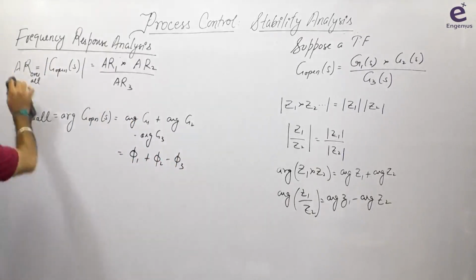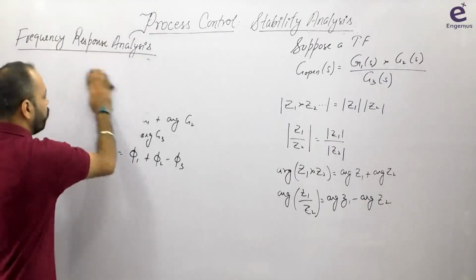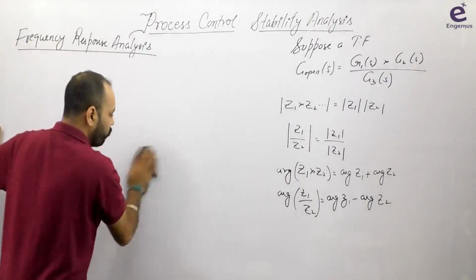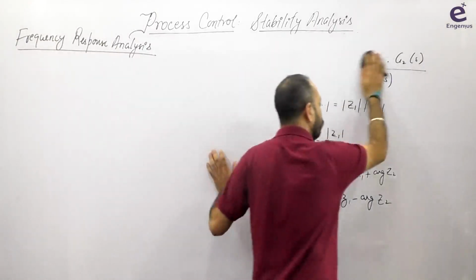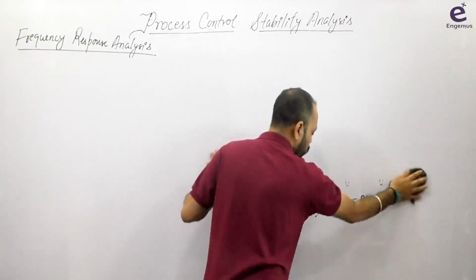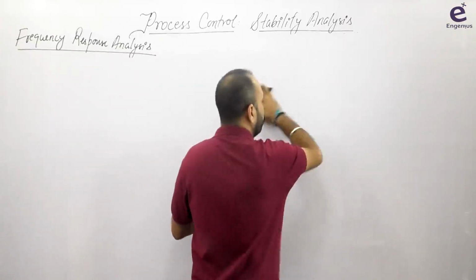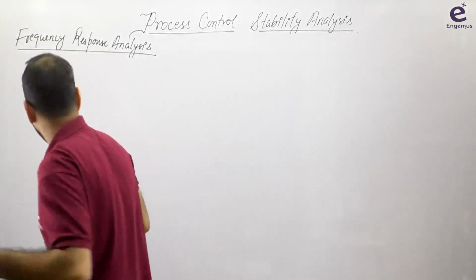I hope you have noted down. If not, then pause and note. Okay. Now let us try to find AR and phi for some simple transfer functions which we mostly encounter. So what you have to do is put S equal to iota omega, find the amplitude ratio by taking the modulus, and find the argument phi by taking the argument.